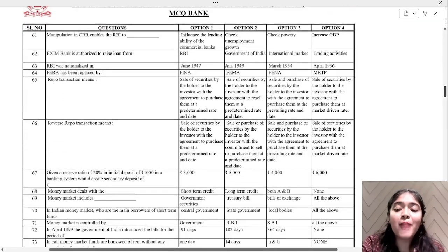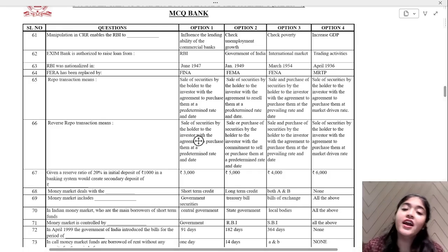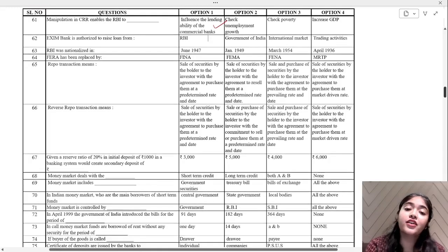Manipulation in CRR enables the RBI to influence the lending ability of commercial banks, check unemployment growth, check poverty, or increase GDP. What do you think is the correct one? Yes, that's right. Influence the lending ability of commercial banks. Now, your CRR changes, the increase or decrease will influence the lending ability, how much they can lend and all.